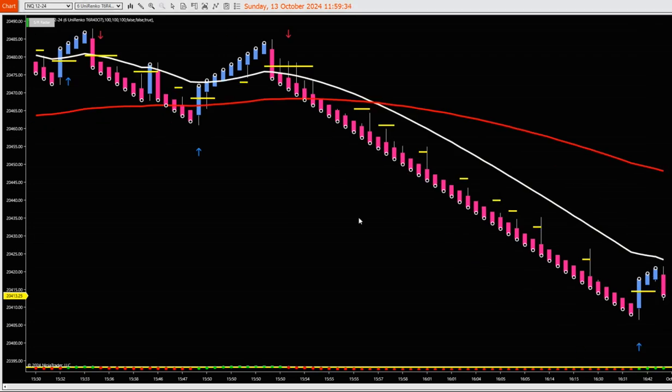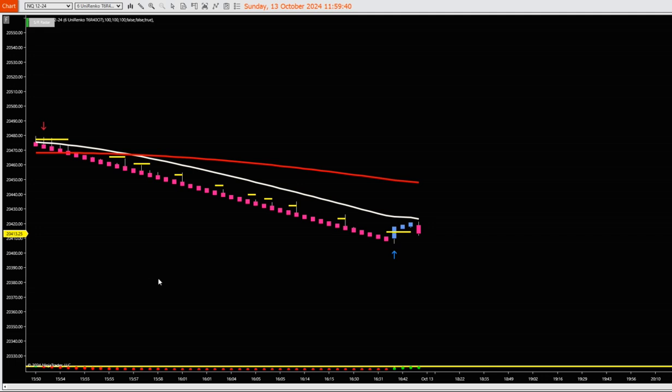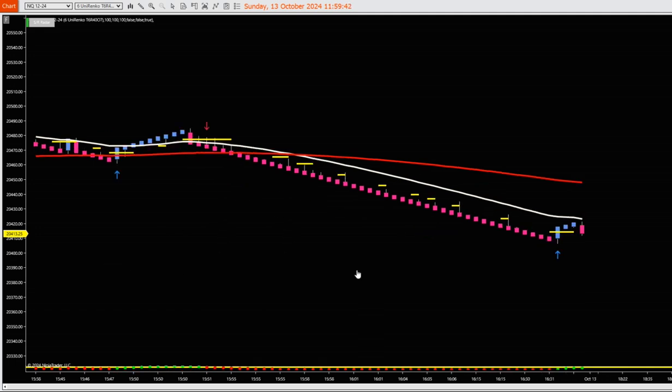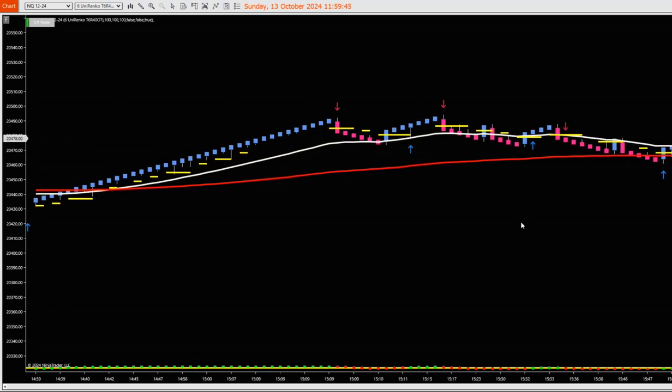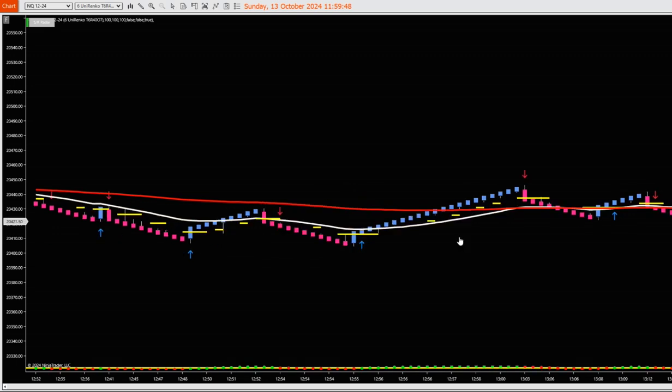Whoops. Oh, I screwed this chart up. Sorry, guys. But you see what I mean. Just stay on the right side of the moving averages until you get some discipline in, and you should be good to go.